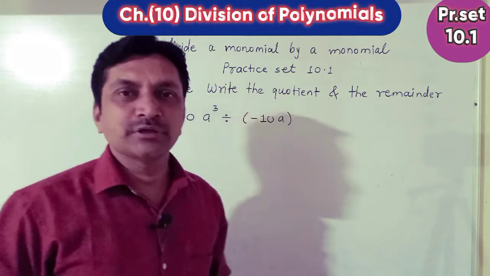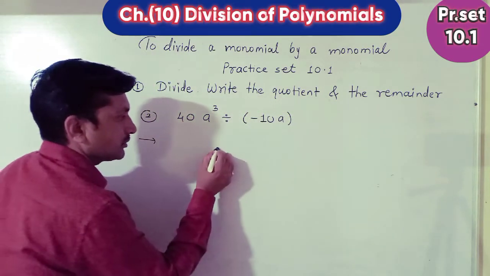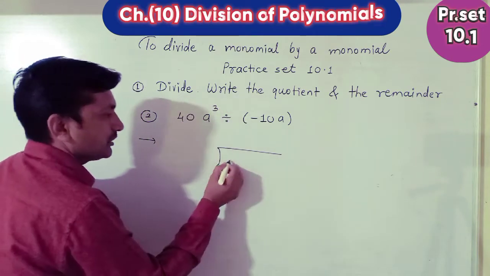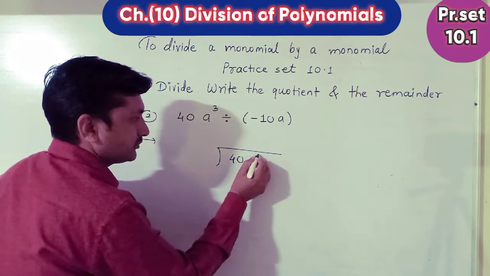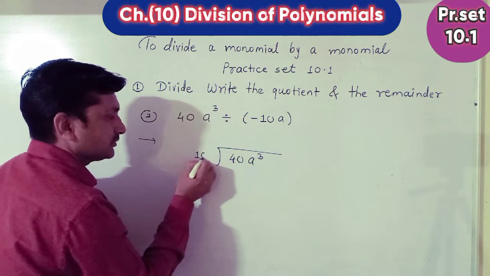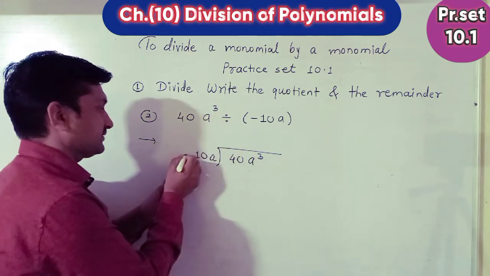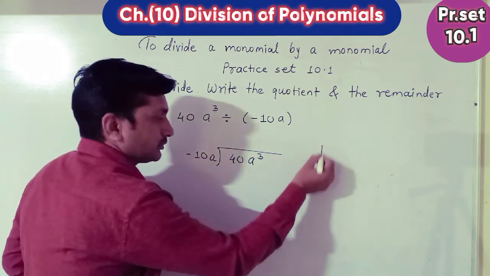Now let's see example number 2. First write in division form. 40a cube is the dividend and minus 10a is the divisor. Okay, here minus sign. Here explanation.